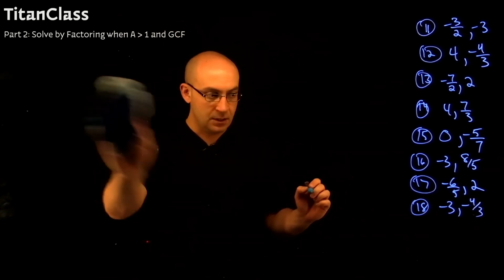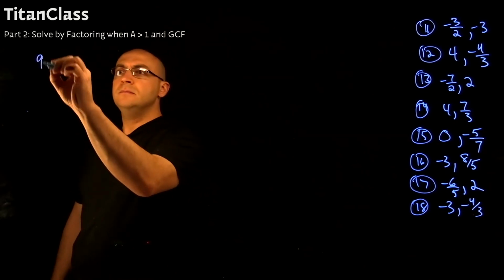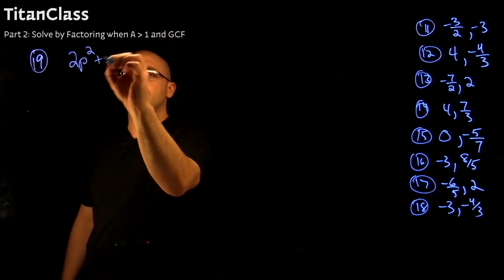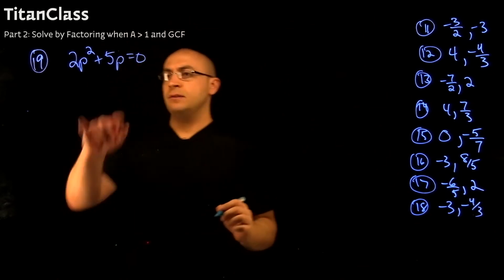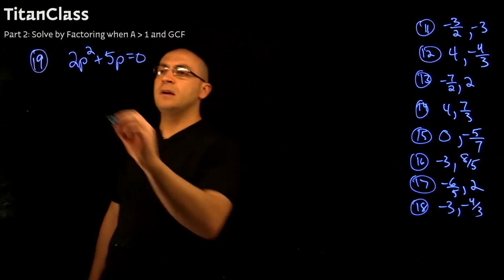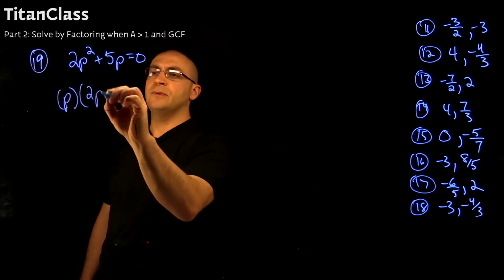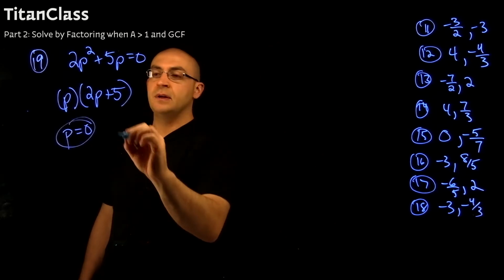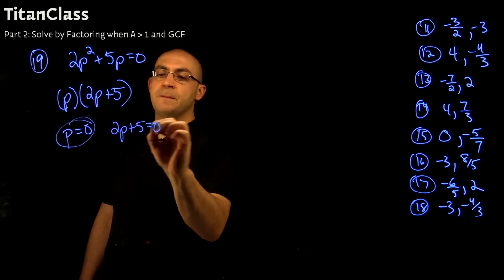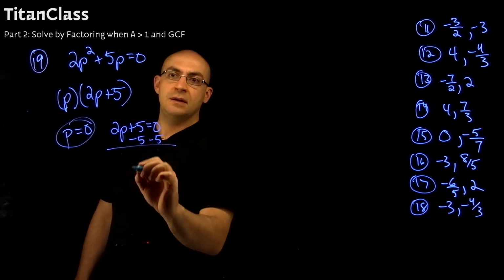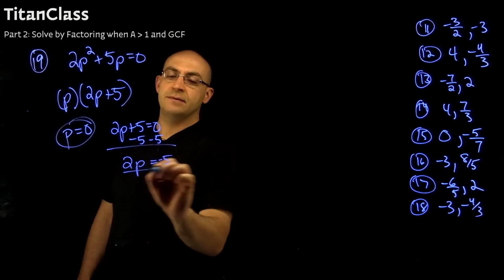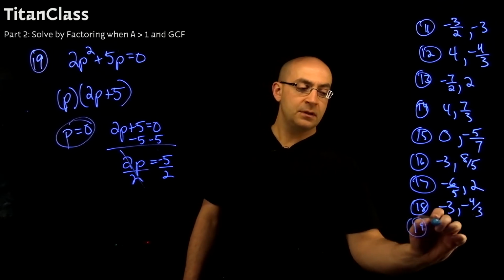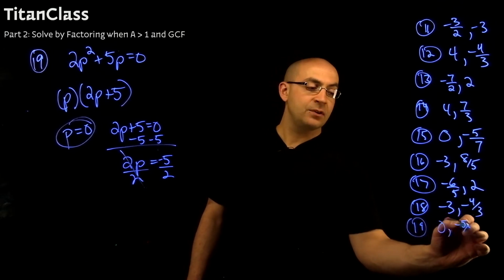Okay. 19. 2p squared plus 5p equals 0. Okay, 2 terms. That's a giveaway that we're GCFing. So p comes out, and we're left with 2p plus 5. The p by itself takes care of itself, so it's just 0. And then we have 2p plus 5 equals 0. Subtract 5 on both sides, and we're left with 2p equals -5. Divide by 2. So we're going to have our values of 0 and -5/2.